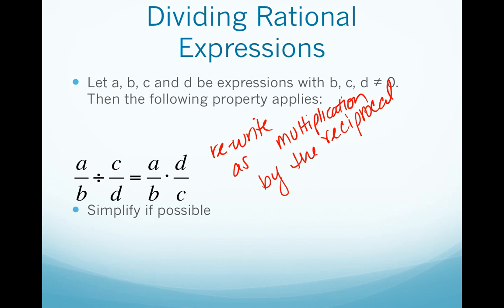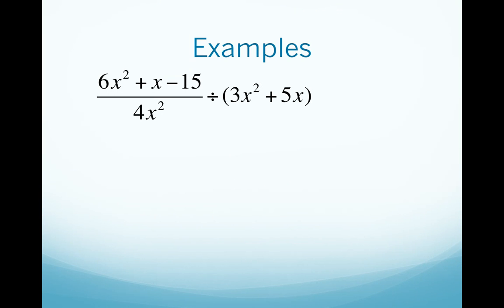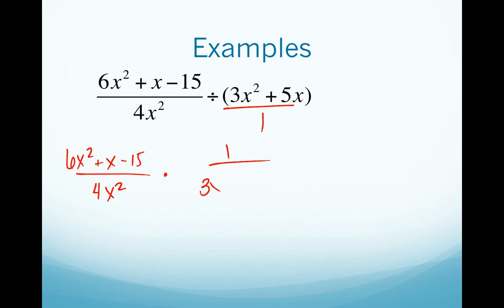So you keep that first fraction the same and then write it as times, flip the second equation. So here, this is really over 1. So I can go ahead and rewrite this as (6x squared plus x minus 15) over 4x squared times 1 over (3x squared plus 5x). I now do need to factor each of these components if I can.